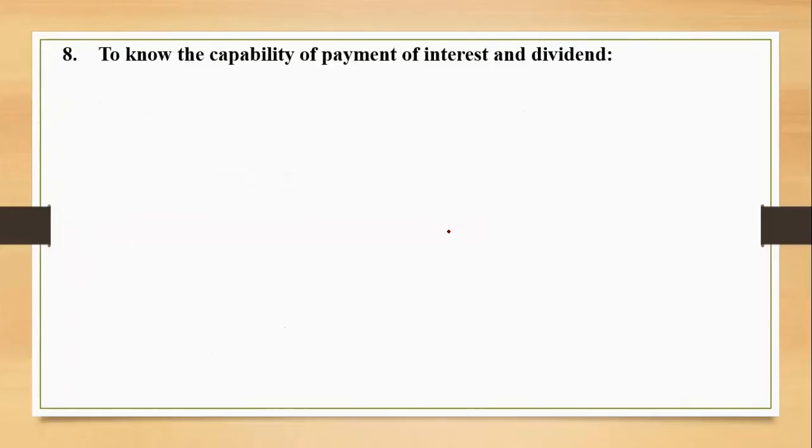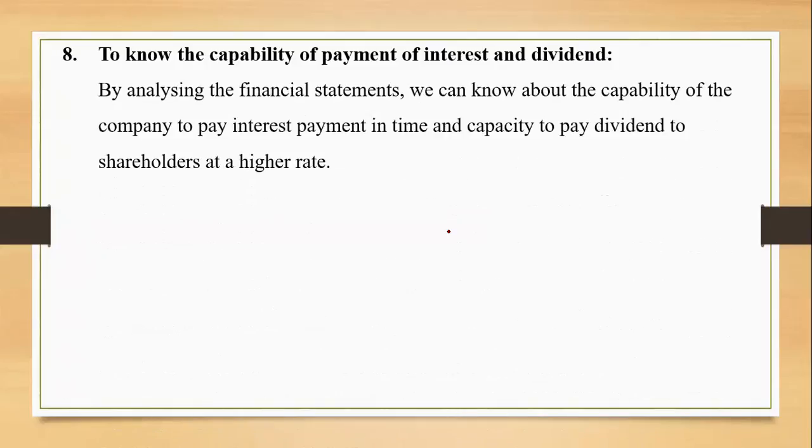Next is to know the capability of payment of interest and dividend. Even this is also one of the points of analysis. By analyzing the financial statements, we can know about the capability of the company to pay interest in time and capacity to pay the dividend also. Whenever you talk about dividend, the shareholders do expect a dividend at a higher rate. Okay?